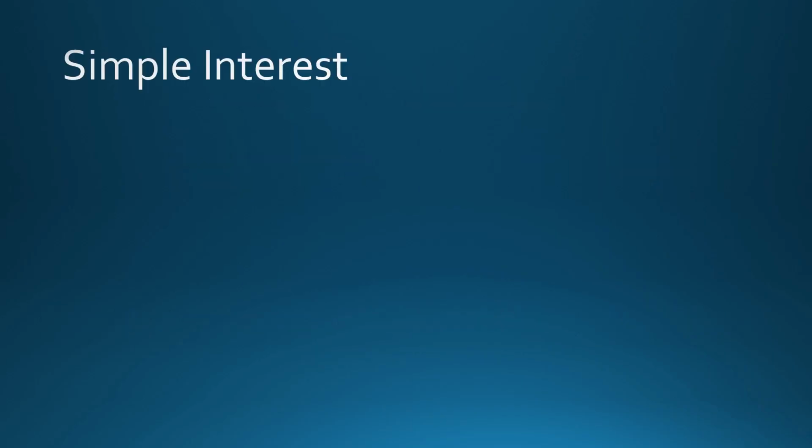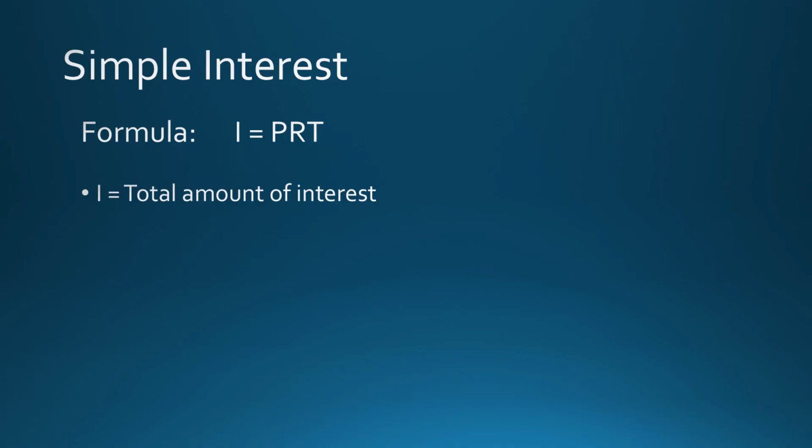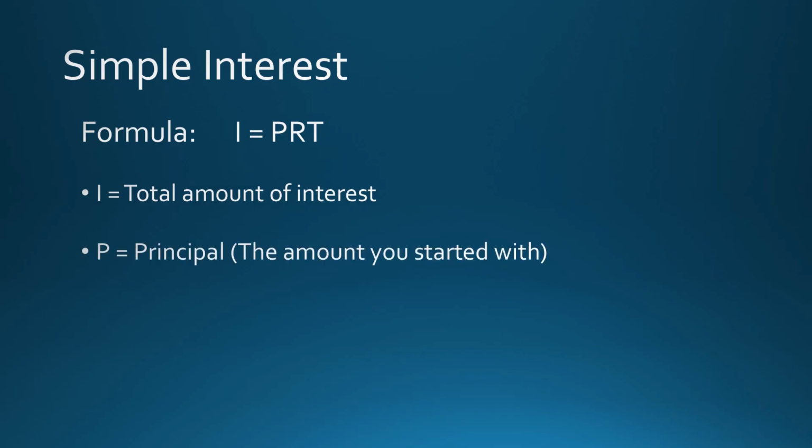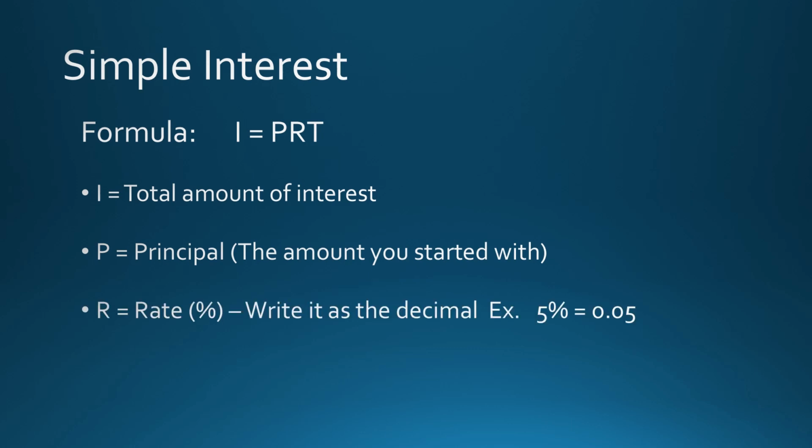So first we're going to talk about simple interest. There is a formula, I equals PRT. That stands for I, the total amount of interest earned. P is the principal, the amount you started with. R, the rate, which is a percent written as a decimal. For example, 5% would be written as 0.05. Then the T is the time in years.